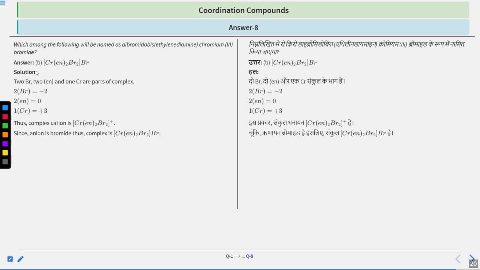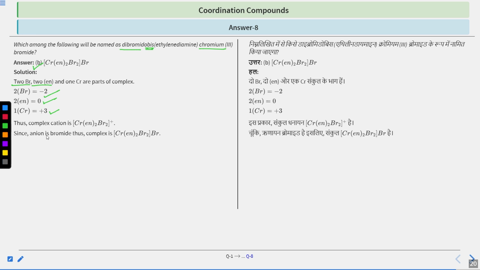Let's see. The correct answer is option B, that is [Cr(en)2Br2]Br. So 2 Br, as the name says, dibromido. Dibromido means 2 Br. 2 en, because we are using bis here. So bis is used for the prefix 2. Okay. That means 2 ligands of ethylenediamine are present. So 2 en and 1 chromium, because chromium is single. So 1 chromium are parts of the complex. So 2 bromine means minus 2 charge, 2 en means 0 charge, 1 Cr means plus 3 charge. We just balance it and find out.